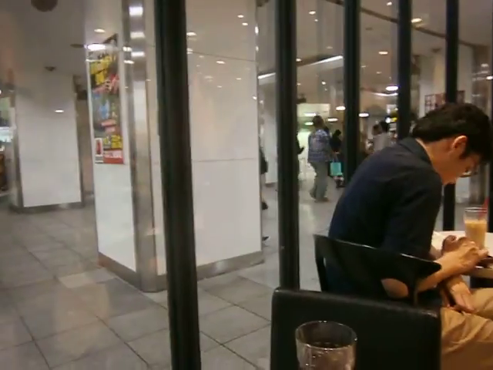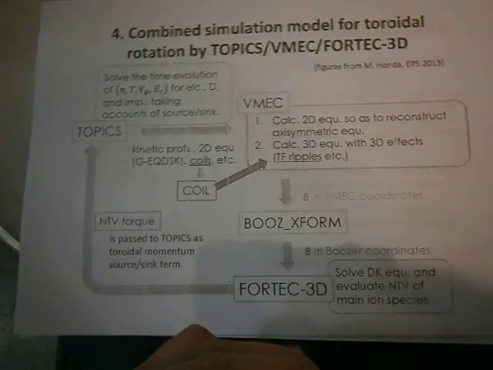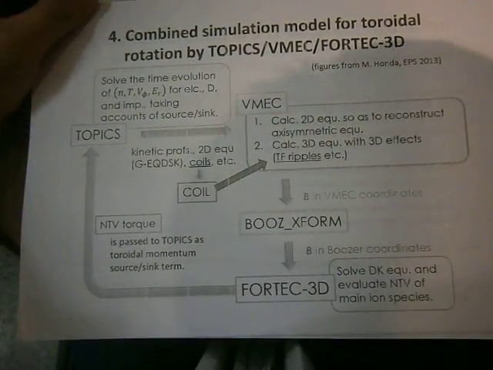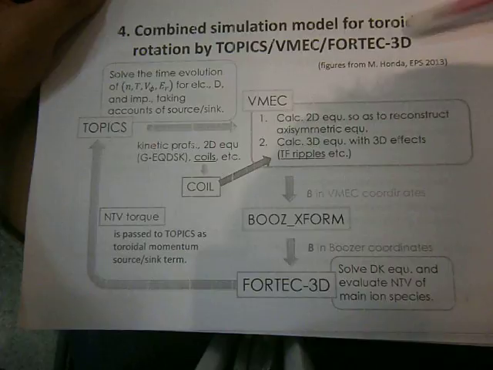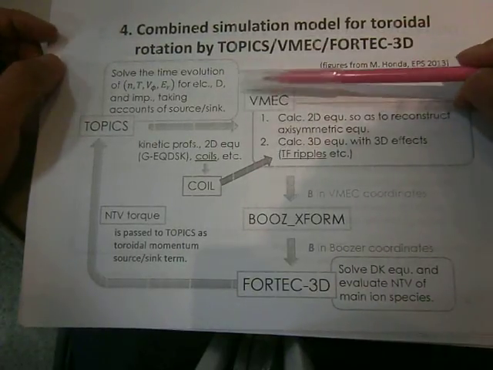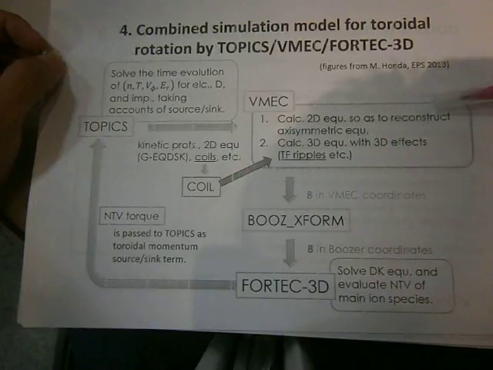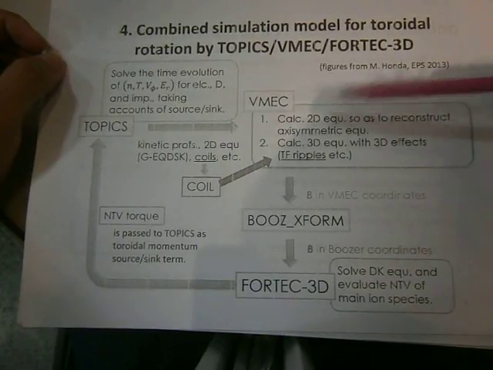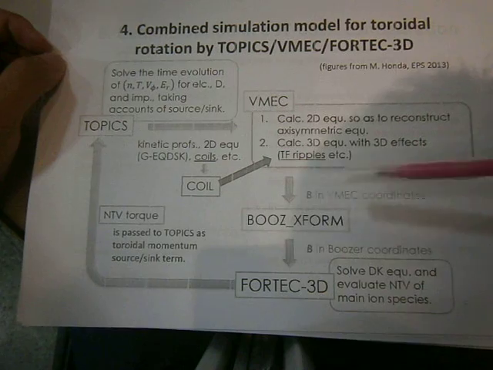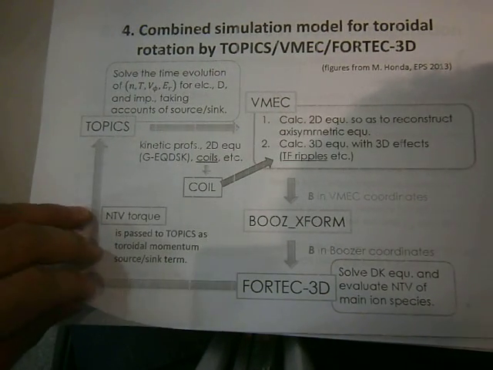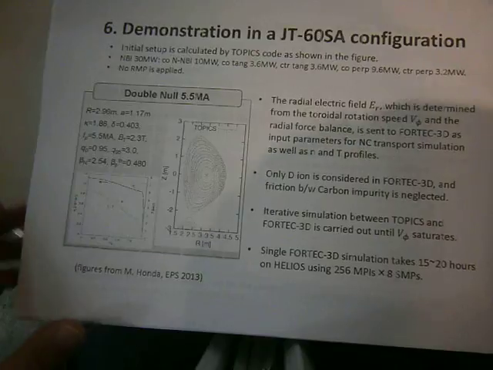Combine the simulation model for toroidal rotation by TOPICS formula 3D. Solve time evolution of the activity taking account source TOPICS kinetic. Core reconstruct axisymmetric equation, effect of the coil board past TOPICS toroidal moment source.